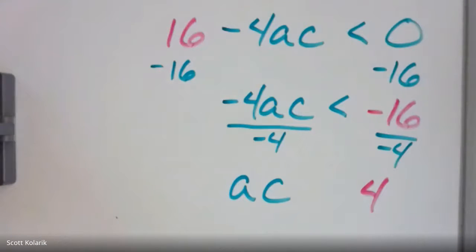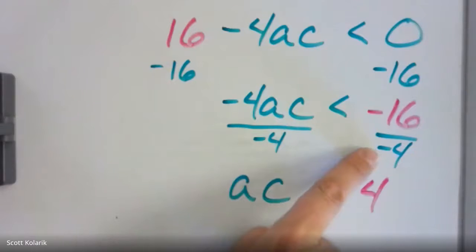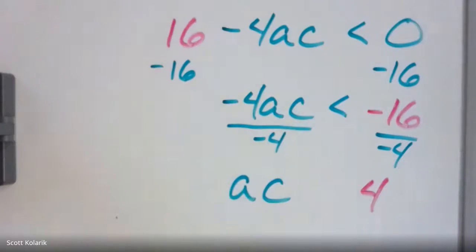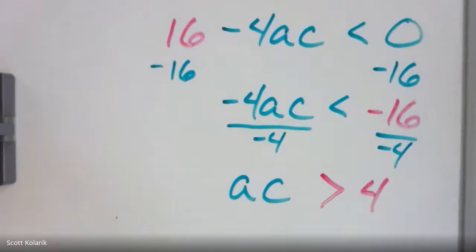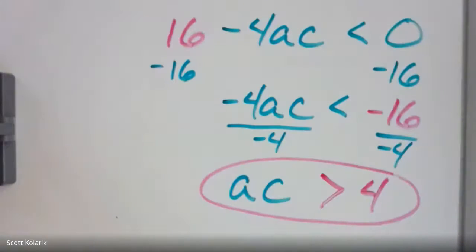Here is where the importance of paying attention to Math 1 comes into place, because if you recall, if I were to multiply or divide both sides of the inequality by a negative, something special happens to this inequality sign. It's going to change direction. In other words, instead of opening to the right, it's going to open to the left. And I'm left with this. A times C, whatever A is, whatever C is, when I multiply them together, the result has to be bigger than 4.